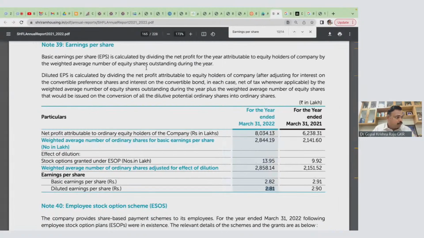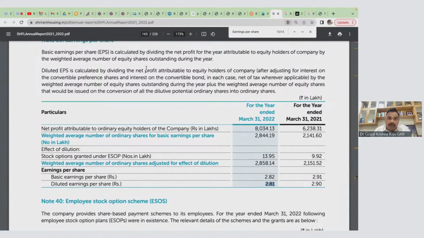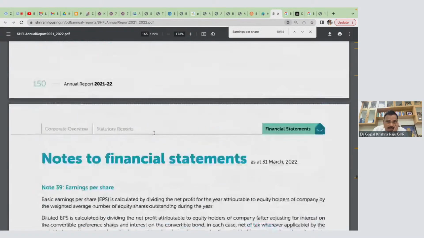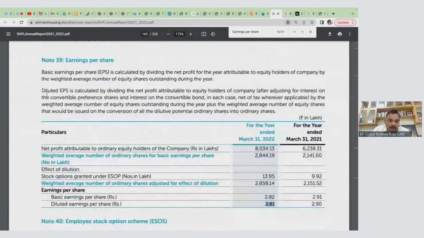Now, I will take you to one more interesting point in this. Now, with respect to dilution, I want to make this observation here. This is actually Shriram Finance. Now, please look at this. Diluted EPS is calculated based on the net profit attributable to equity shareholders after listing. Now, which paragraph says this? I'll take you to the para number.